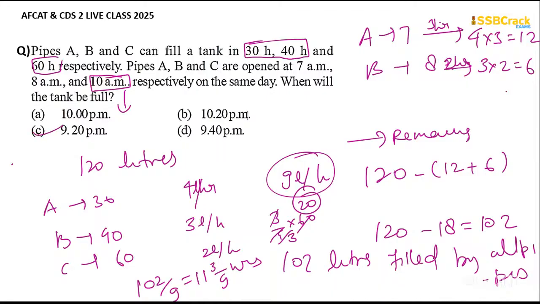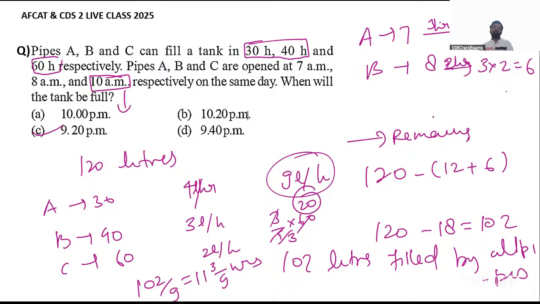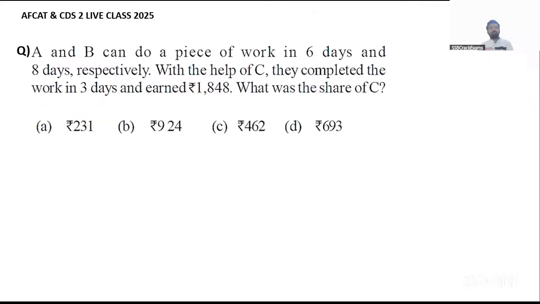So that's why I got confused there, because initially A was open and B was not open, and that's why I made a mistake. The answer could be wrong in that situation. You need to worry about the overlap of A and B with C; C was not overlapping with anyone. All right, so the answer is C, 9:20 p.m.